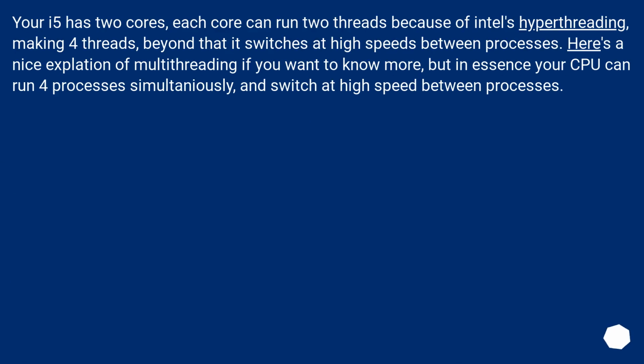Your i5 has 2 cores, each core can run 2 threads because of Intel's hyperthreading, making 4 threads. Beyond that, it switches at high speeds between processes. Here's a nice explanation of multi-threading if you want to know more, but in essence your CPU can run 4 processes simultaneously, and switch at high speed between processes.